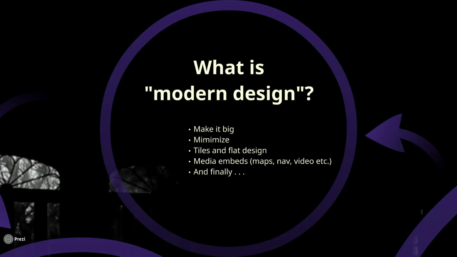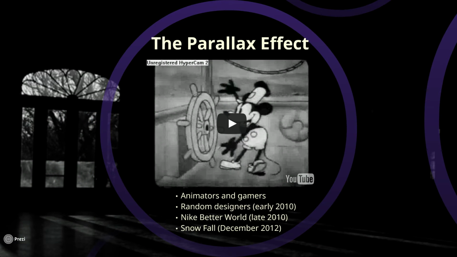So the first question is probably, what is modern design? I'm sure everyone has different opinions. Again, I'm not a designer, but it seems to be these days that these are the big trends out there. Make it big: giant hero images, full screen, scrolling images, minimizing and taking away UI elements, cleaner pages, tiles and flat design. That seems to be a big thing that goes well with large scrolling sites. Media embeds is another trend. And finally, the big one, the parallax effect.